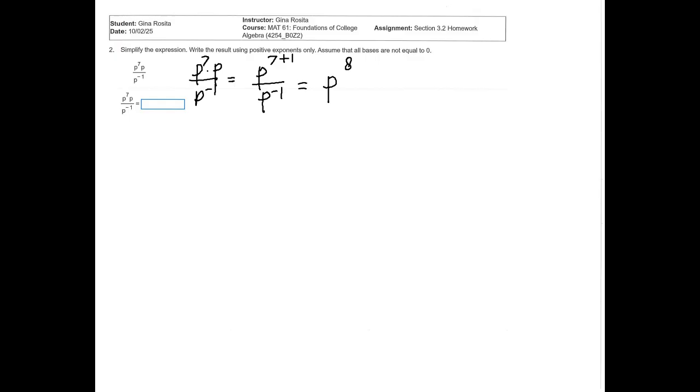So now use the quotient rule. So p to the 8 minus negative 1. Negative times negative is positive 1. So this will become p to the 9. This is for number 2.